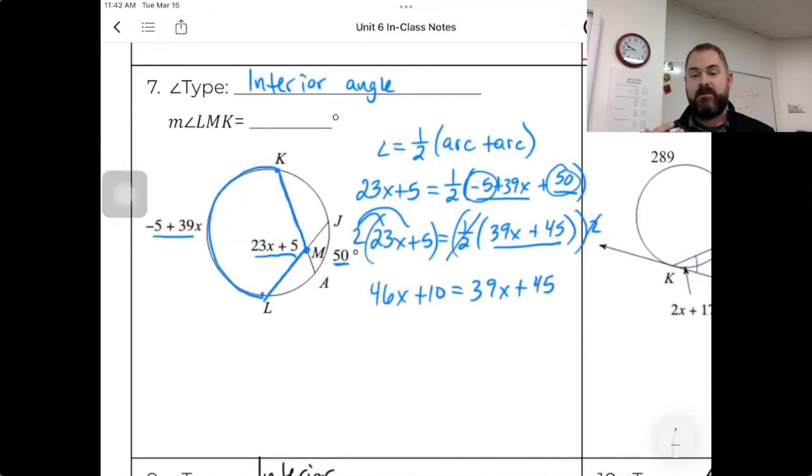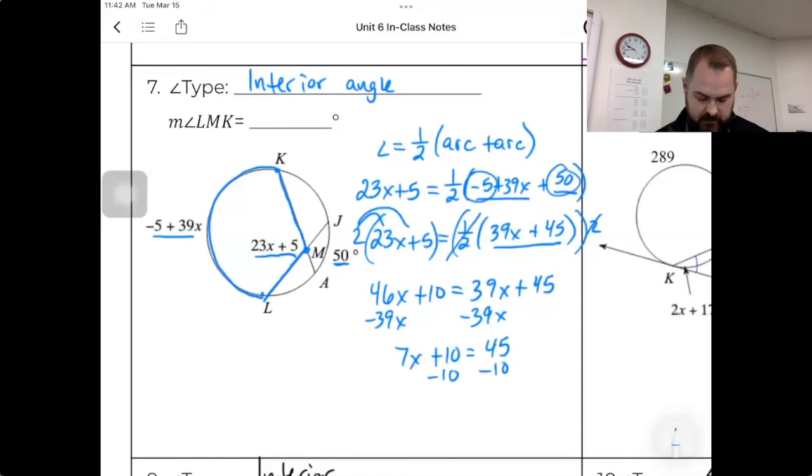Now again, we're just in a place where we get x to one side. So I take the smaller one, do minus 39x from both sides. That gives me 46 minus 39 is 7x. And then I subtract my 10 from both sides. 7x equals 35 then. And divide by your 7. And x is 5.